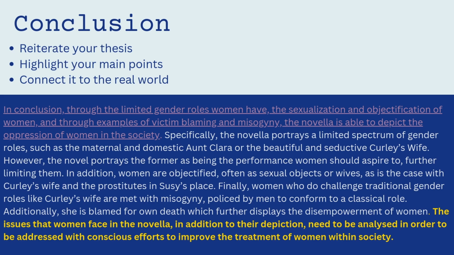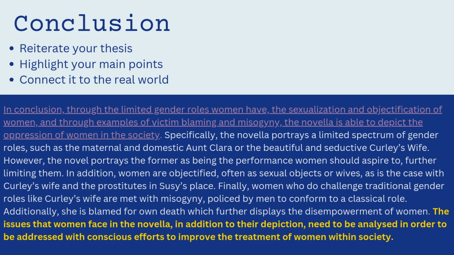In addition, women are objectified, often as sexual objects or wives, as is the case with Curly's wife and the prostitutes in Susie's place. Finally, women who do challenge traditional gender roles, like Curly's wife, are met with misogyny, policed by men to conform to classical roles. Additionally, she is blamed for her own death, which further displays the disempowerment of women.